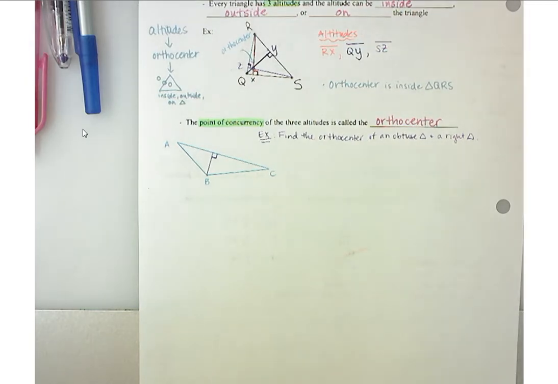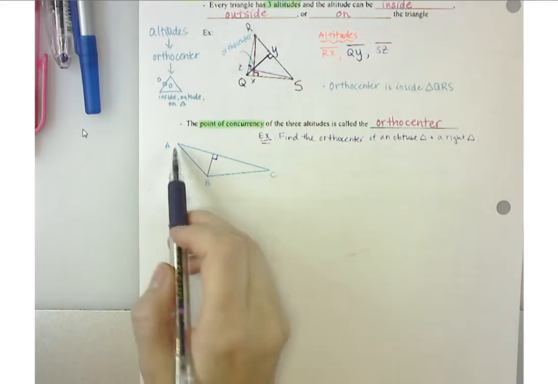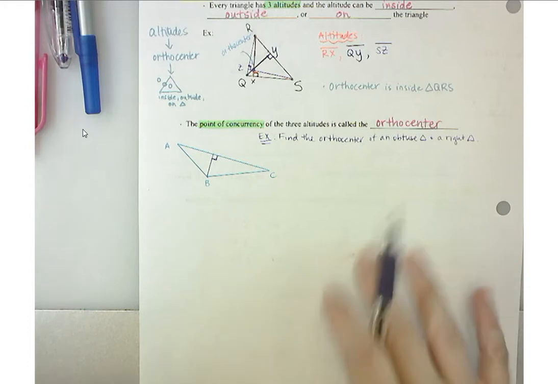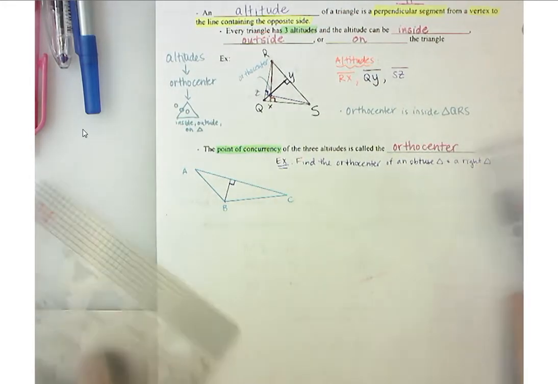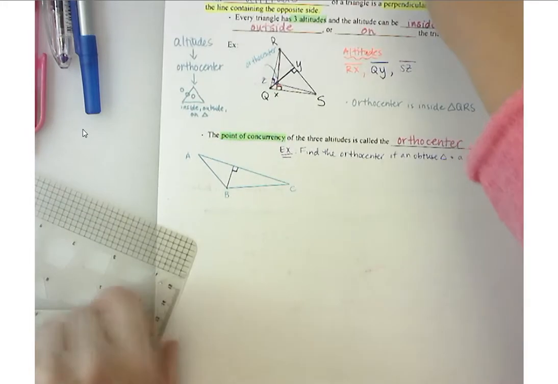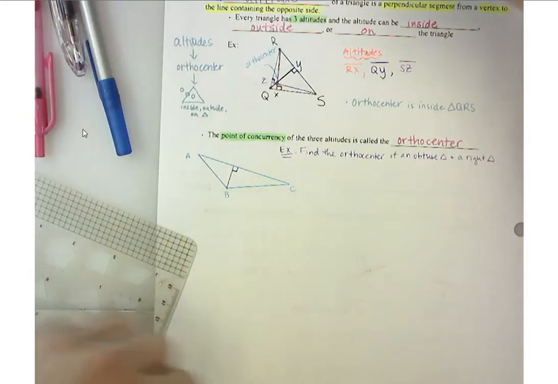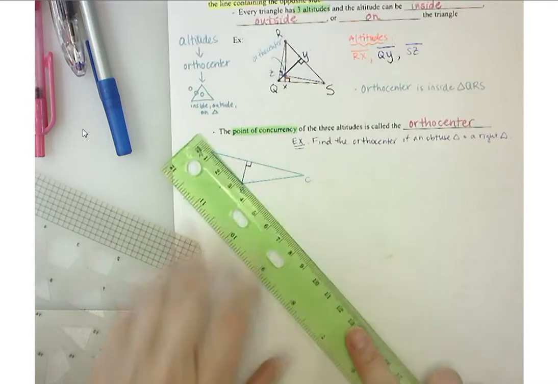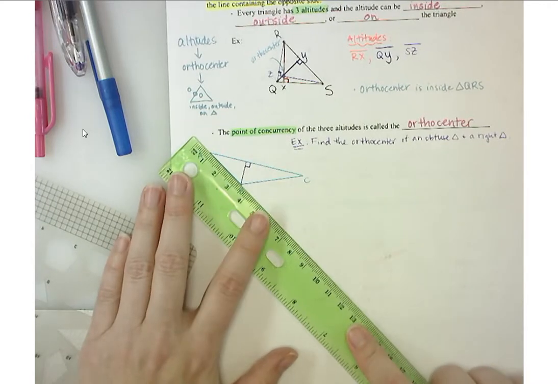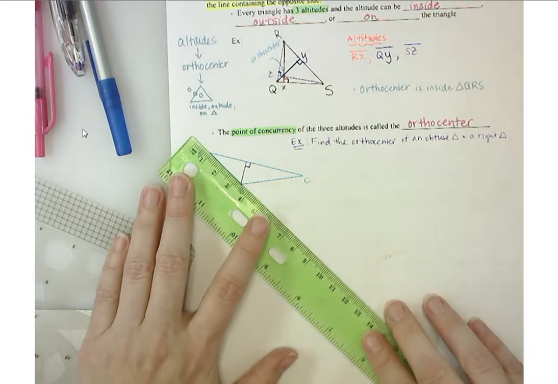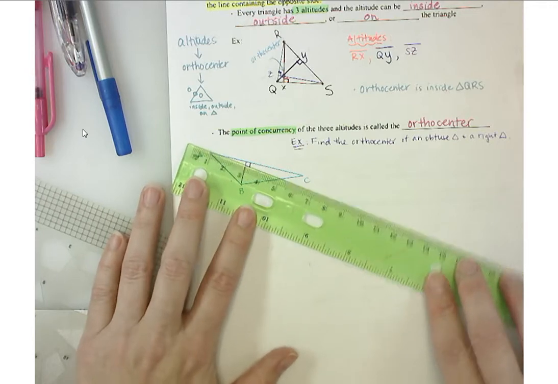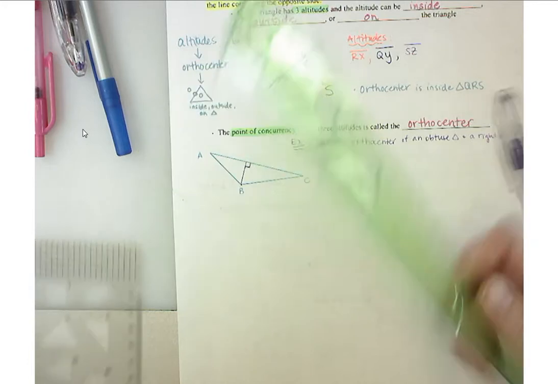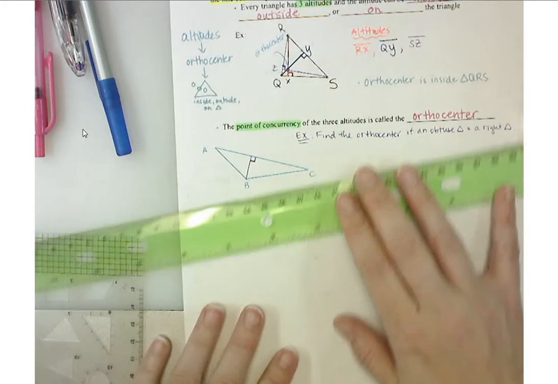Now, if I want to draw the altitude for A, I want to draw it to BC. But look at this, right? If I want to draw this for BC, if I go from A to B, is that going to be a right angle? Nope. Is really anywhere on here going to be a right angle? No. So what you have to do is just extend this side. So that's what we're going to do.